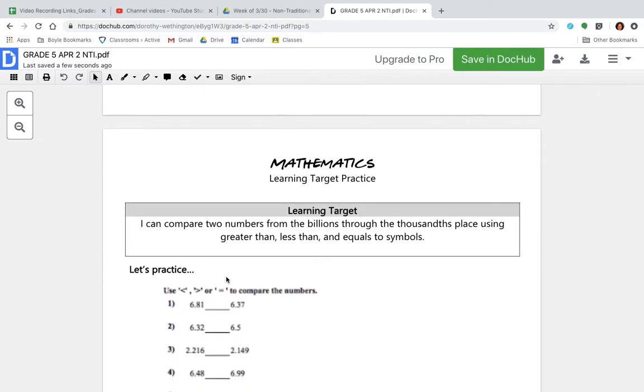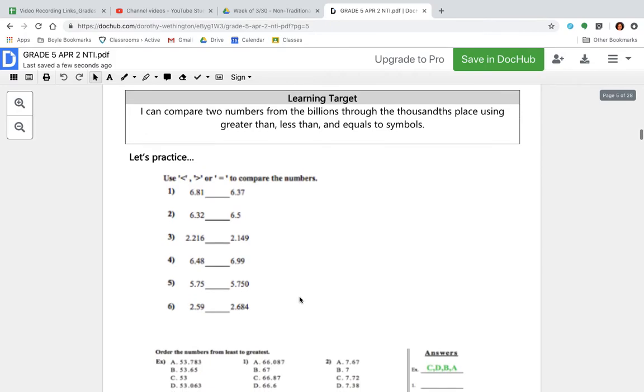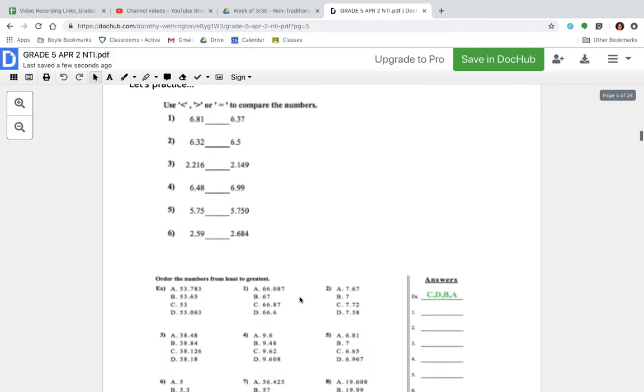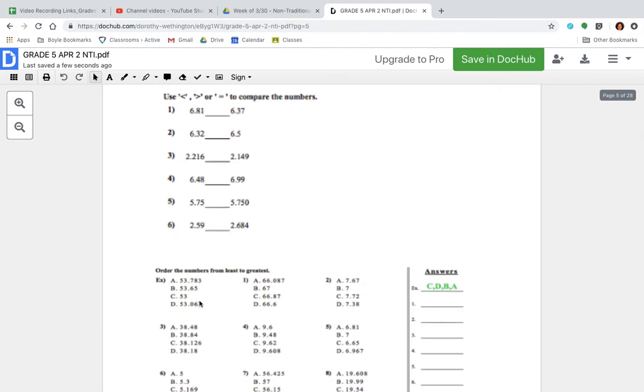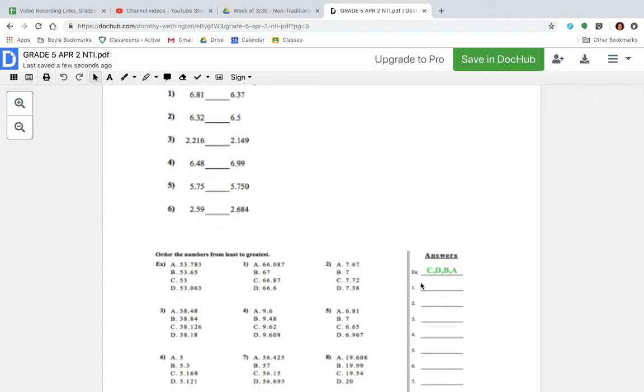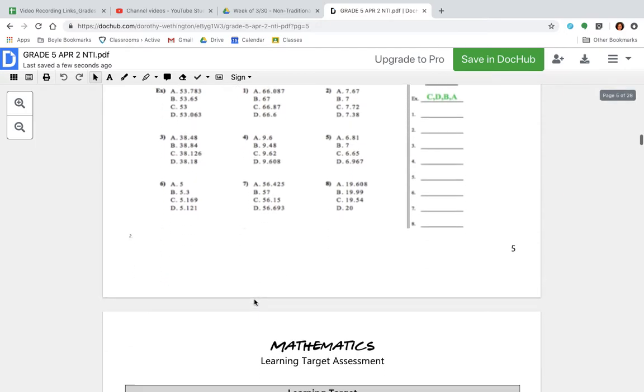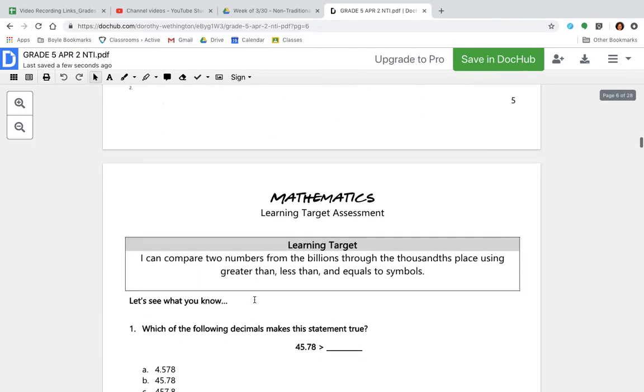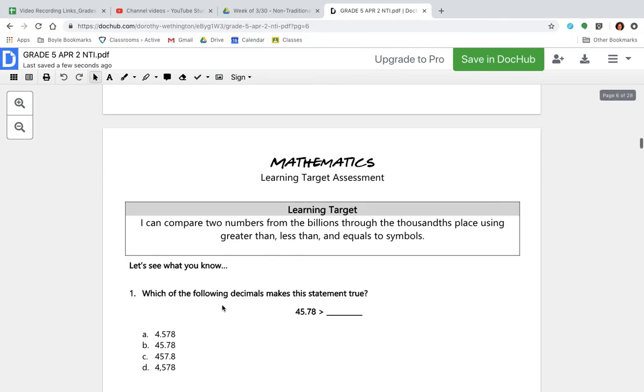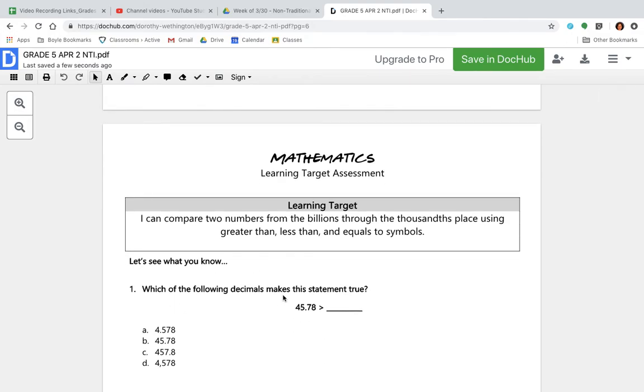Let's practice. Use less than, greater than, or equal to compare the numbers. Order the numbers from least to greatest. Write your answers over here on the line. Let's see what you know. Which of the following decimals makes this statement true?